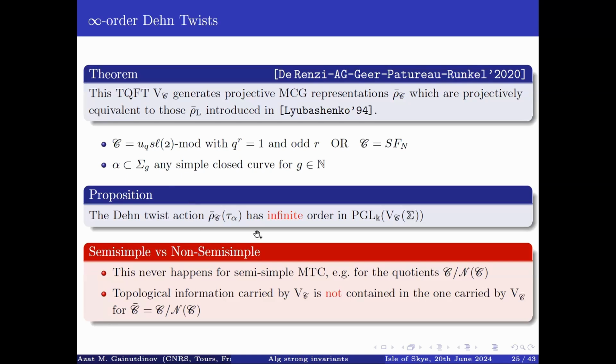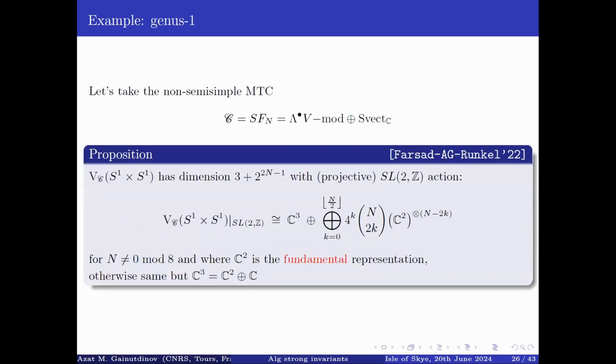So that's what I mentioned: this infinite order of Dehn twists never happens for semi-simple MTCs, and therefore the topological information carried by this TQFT is not contained in the one carried by the TQFT of Reshetikhin-Turaev associated to the semi-simplification of the category. Let me give you an example of these mapping class group representations, again for symplectic fermions, my favorite modular tensor category. This we studied in a paper also with Ingo and our previous student Farsad.